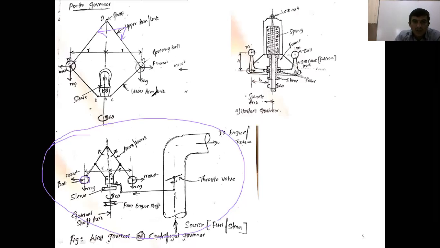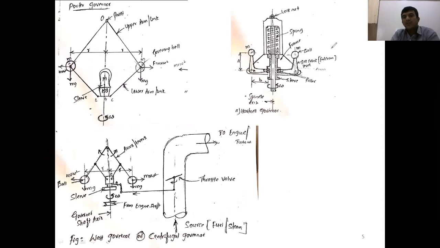At the same time, one end of the lower arm is attached to the governor balls here, right? The governor balls are attached at the intersection of the upper arms and lower arms. And in the lower arm, at the other end, a sleeve is attached here. The sleeve is a heavy mass component. Due to the weight of the governor ball and the weight of the sleeve acting vertically downward, the governor balls will come to the original position.